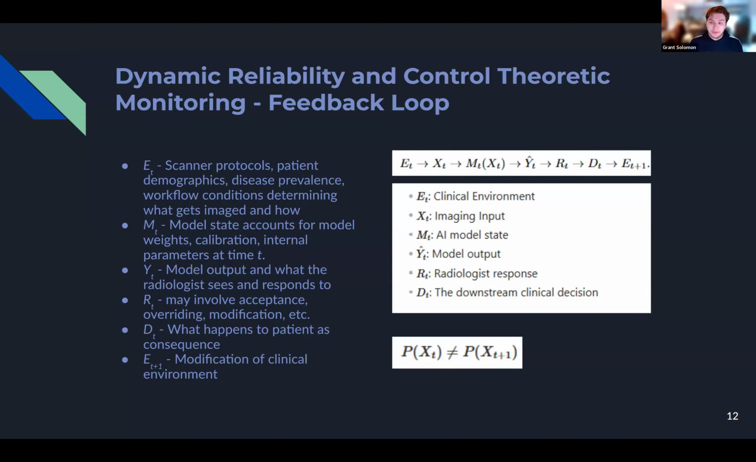Those responses influence downstream clinical decisions like biopsy, discharge, follow-up imaging, or treatment. Those downstream decisions then change the future clinical environment itself. So AI does not just analyze healthcare systems, it actively changes the future data distributions the system will later encounter.